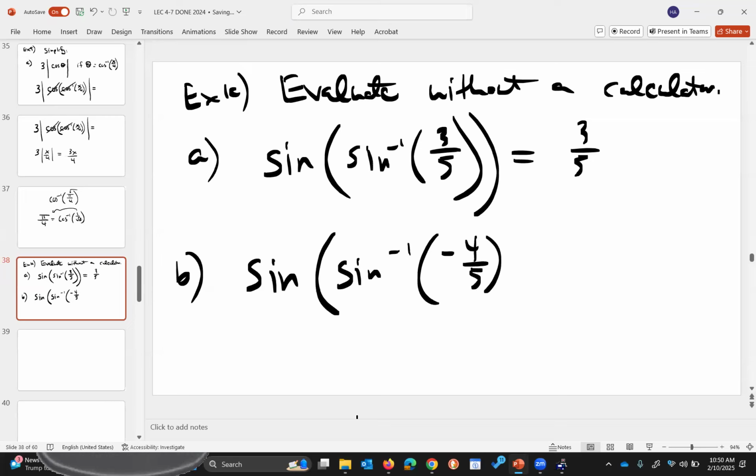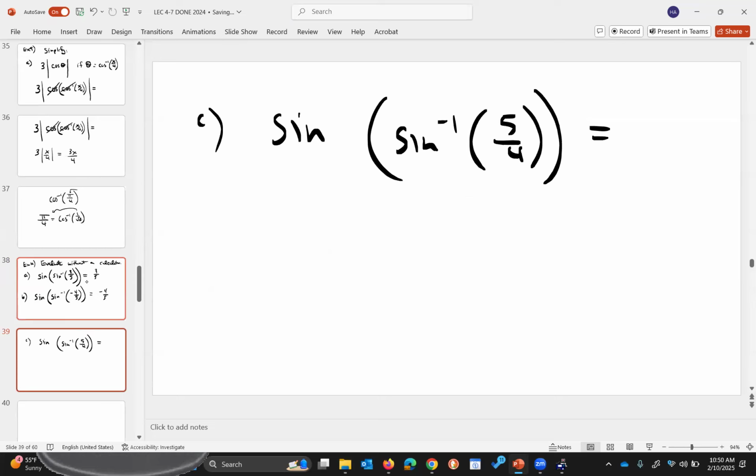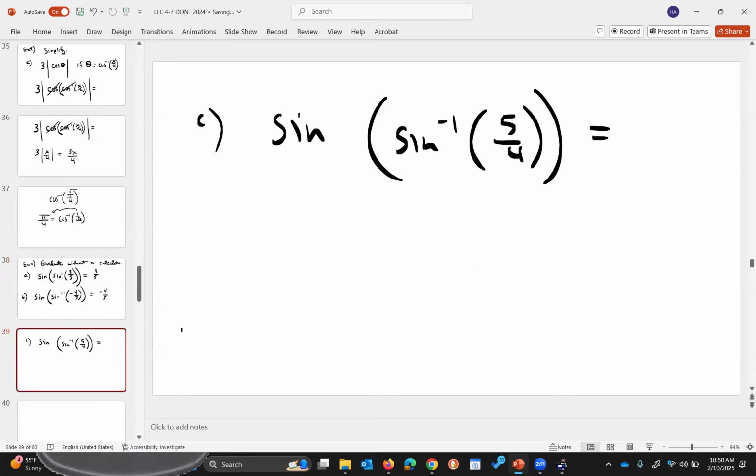Negative 4/5. The answer is negative 4/5. Awesome. What about the sine function? 4/5. 5/4. So let's go with that one, right? Yes, I tricked you. I love it. Trick it. 2-5. Wait, no answer. No answer.